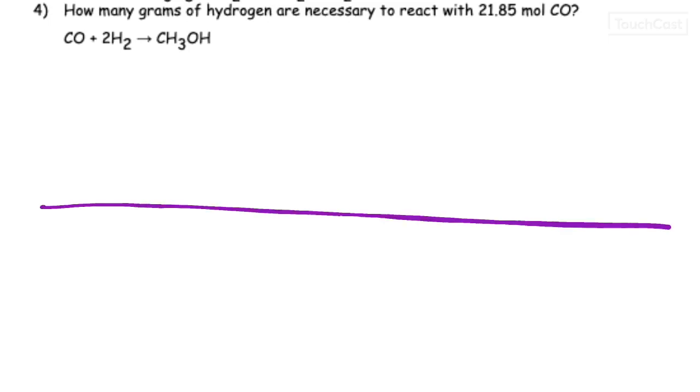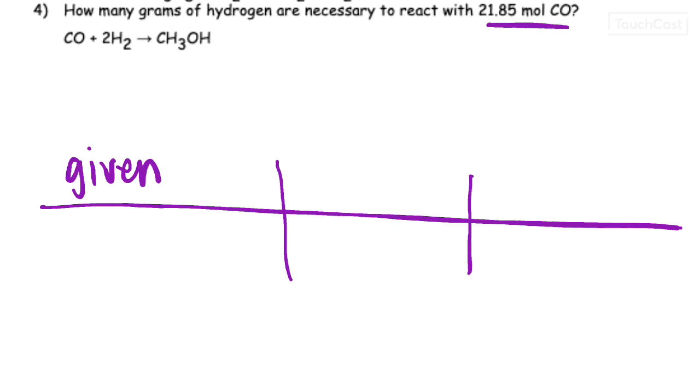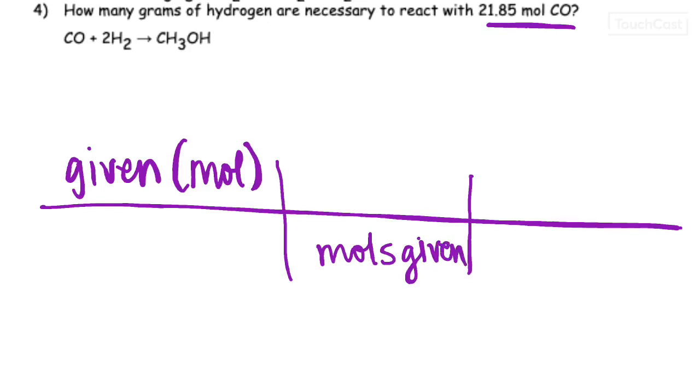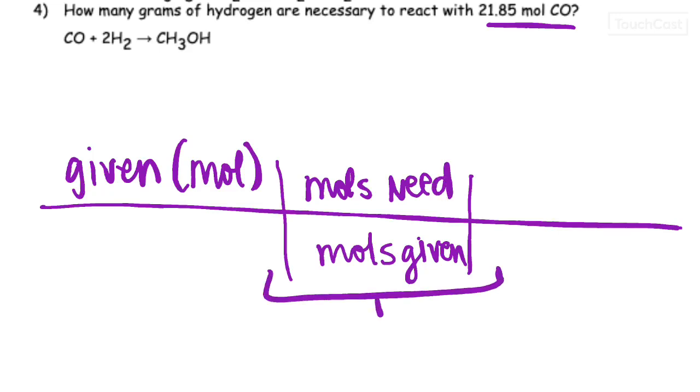So now let's go over the basic structure that we're going to use to plug into these problems. As always, you're going to plug your given in your top left. In this case, my given was moles. You're then going to use moles of given to convert to moles of need. And in order to do this, you're going to use your balanced equation.